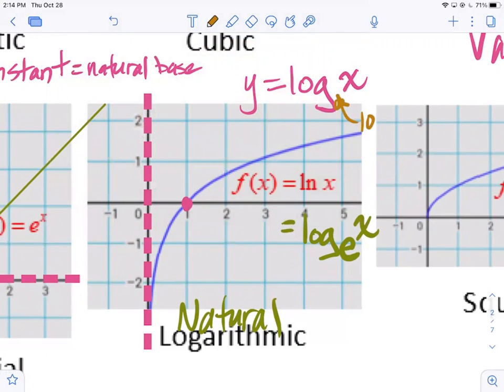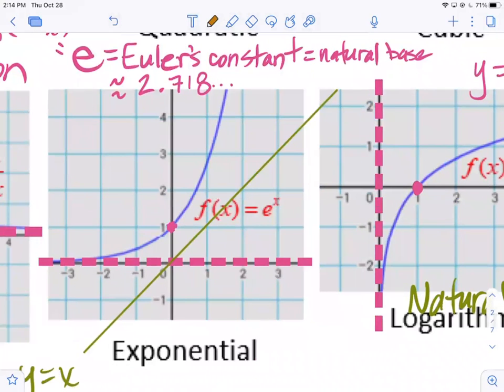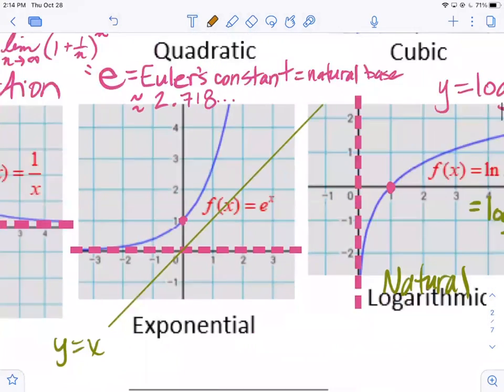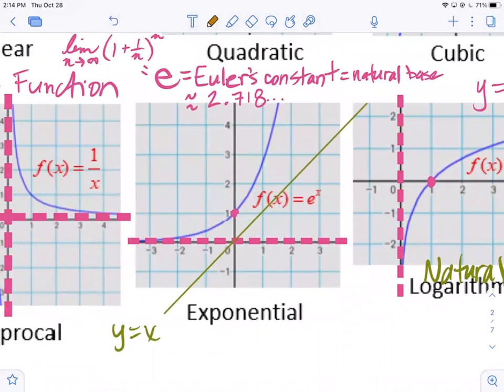So those are the only two logs that you can write without a shown base. Log base 10 can be log of x, and then ln of x is log base e. Everything else, because they're logs of other bases, just like there's exponential for other bases, they all require a visual subscript.